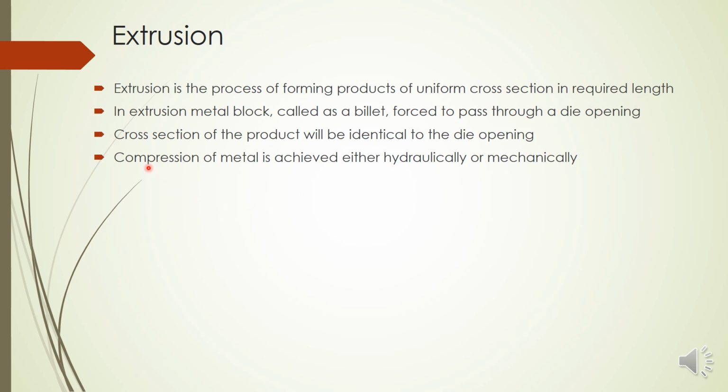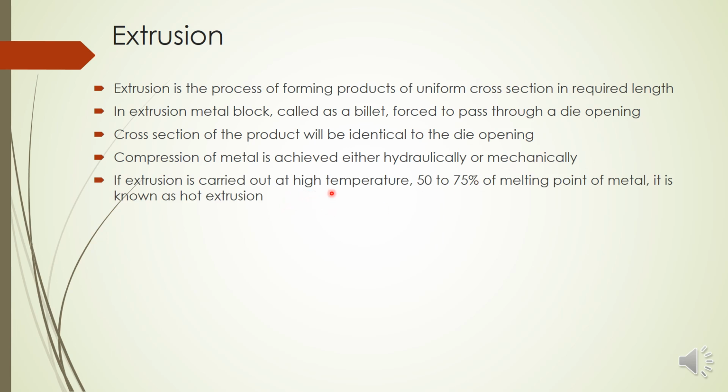And how to compress the metal? We require a very large force to compress the metal block because it is in solid or semi-solid state. So you require a large force, not like a liquid. We get the help of a hydraulic press or a mechanical press, etc. So you require a press for achieving this compression. It can be driven either hydraulically or mechanically.